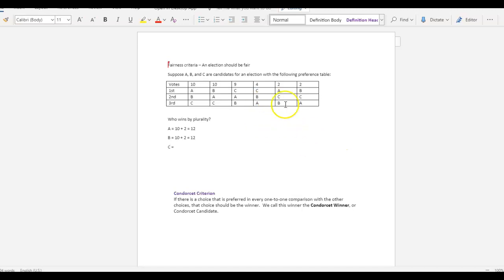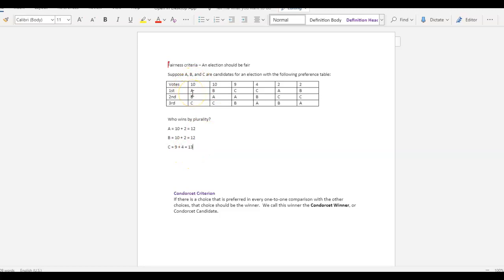Let's look at C. If we look at C in the first place row, these 2 columns have C as their first choice. So these 9 people and these 4 people, and that gives us 13. Now, let's notice something interesting though. If we look at A's votes, for example, let's notice there's only a difference in 1 vote between A and C.